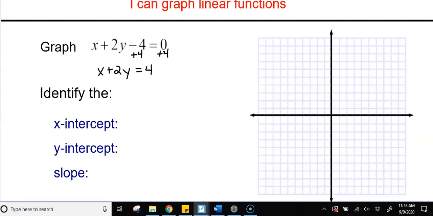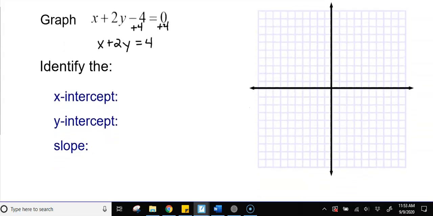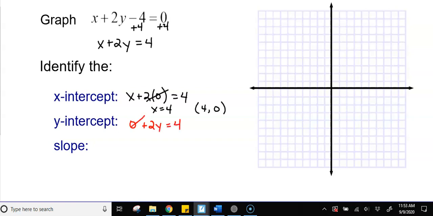Identify the x-intercept. Remember, that happens when y is equal to 0. So x plus 2 times 0 equals 4. X equals 4. That's pretty simple. And then your point is at 4, 0. For the y-intercept, we want to set x equal to 0. So 0 plus 2y equals 4. That's pretty simple. 2y equals 4. If you divide both sides by 2, you get y equals 2. So that one is at 0, 2.